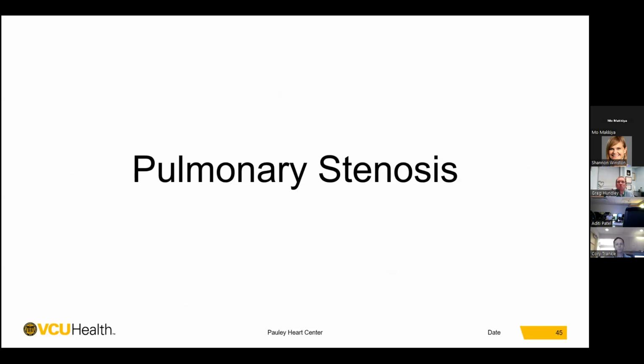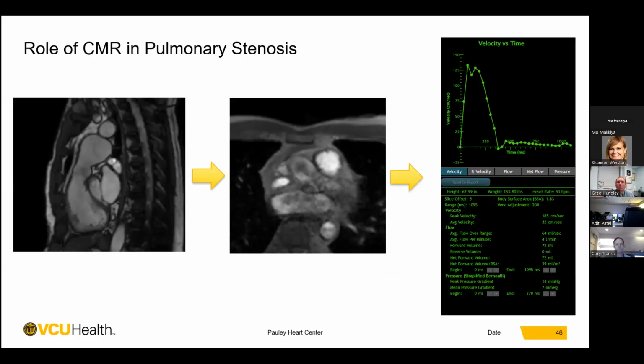Pulmonic stenosis, I would say again, MRI is the gold standard for evaluation of right-sided valves, especially pulmonic valve disease.